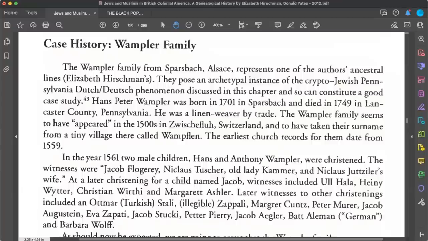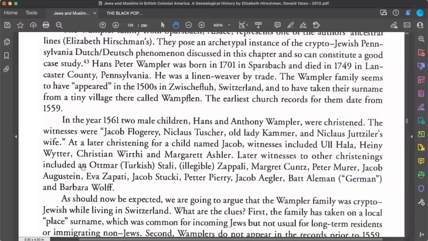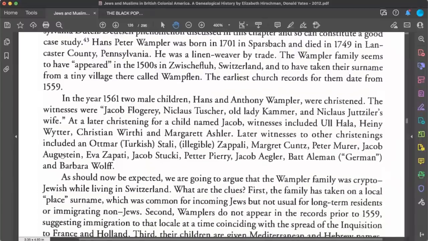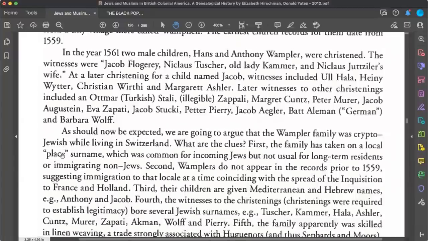The Wampler family seems to have appeared in the 1500s in Switzerland. All right, they just appeared out of nowhere, these Wamplers, and to have taken their surname from a tiny village there called Wampflin. The earliest church records for them date from 1559. In the year 1561, two male children, Hans and Anthony Wampler, were christened. The witnesses were Jacob Flogery, Nicholas Tucher, old Laddie Kammer, and Nicholas Jutzelitzer.